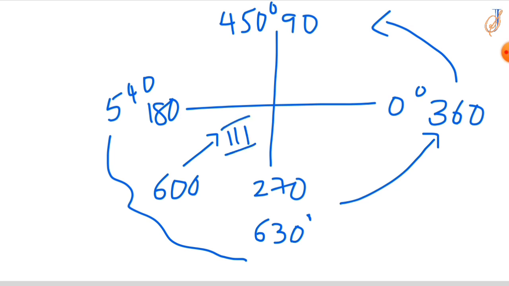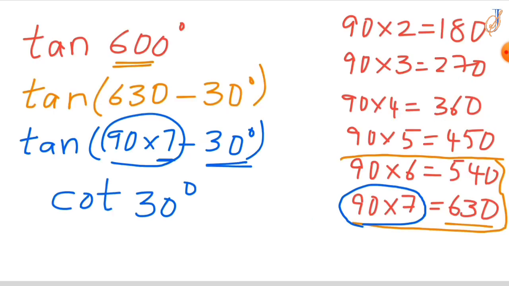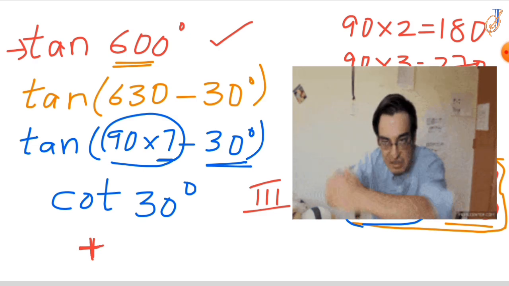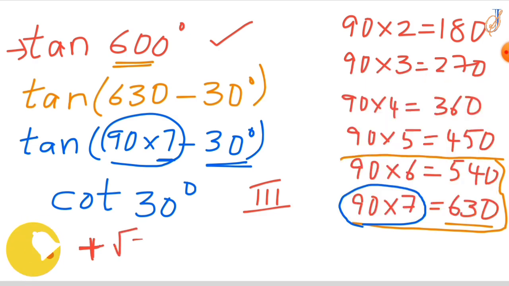In the third quadrant, tan is positive because of the rule "all silver tea cups". Here tan is positive. So it is in the third quadrant. In the third quadrant, our main question is tan. Tan is positive here. Cot 30, the value is root 3. So tan 600, the value is plus root 3. Let's go for another example.